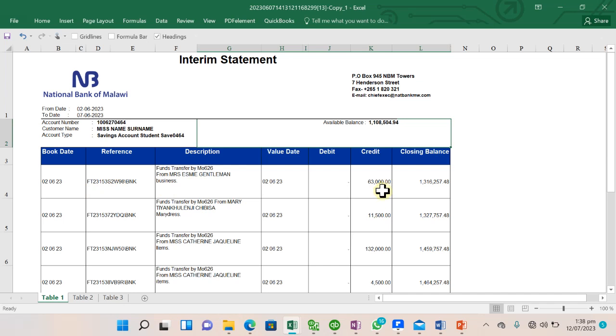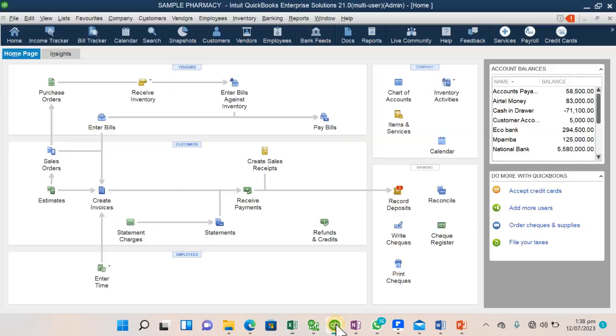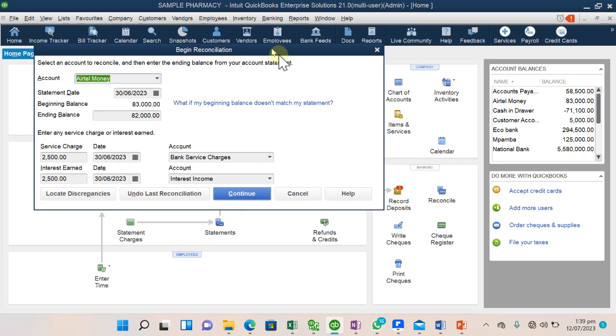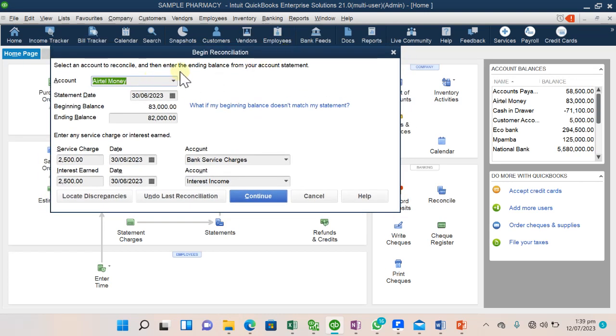So I'm switching to the system, QuickBooks. Now, back to the system, we have these account balances, but when it comes to reconciling, under the banking section we have reconcile, or you can use the banking menu here, banking, and we have also reconcile here. These two will take you to the same window.